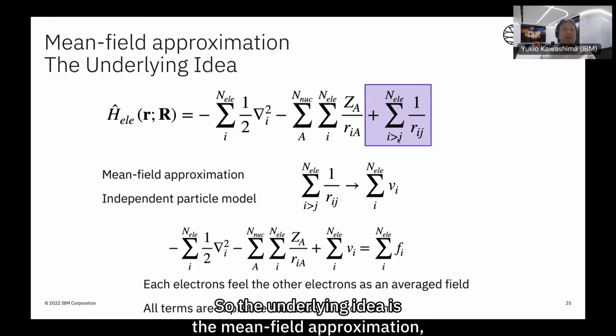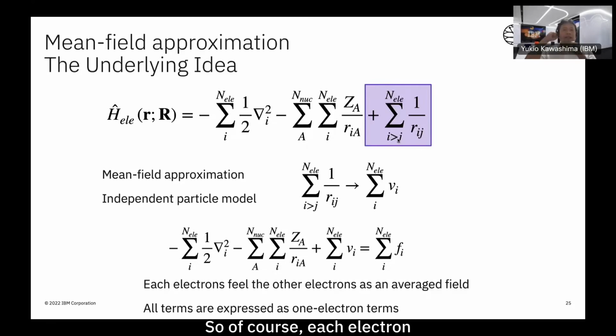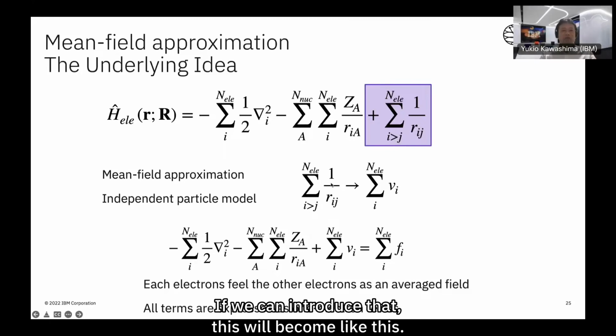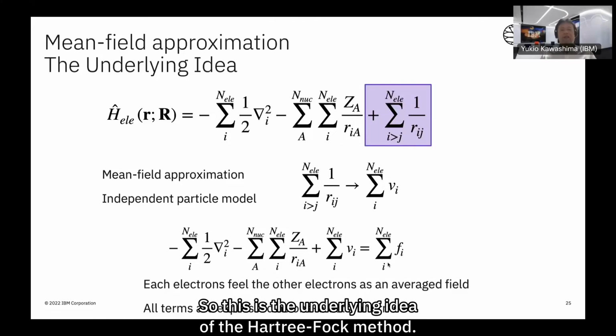The underlying idea is the mean field approximation, or we could also call it the independent particle model. Of course, each electron feels each other in a different way. However, we could introduce an approximation such that each electron feels the other electrons as an average field. If we can introduce that, this will become like this. This will be sort of an average potential, and it will be a one electron operator. As you can see, the kinetic term of the electrons and the electron-nucleus attraction term are both one electron terms. So if we can make this a one electron term, all the terms will be one electron terms. So it'll be far easier to solve. Hopefully we could do this. This is the underlying idea of the Hartree-Fock method.